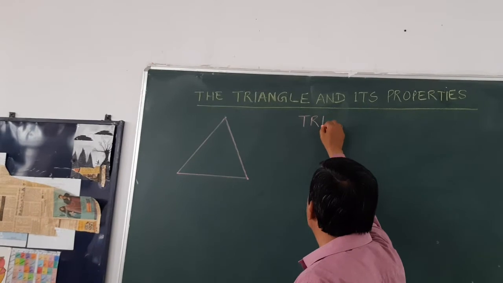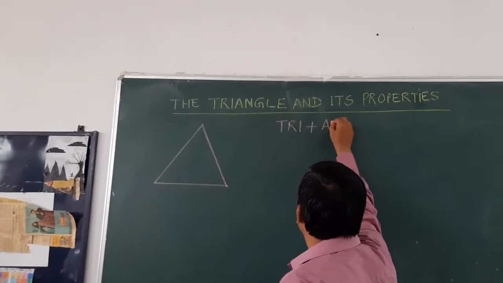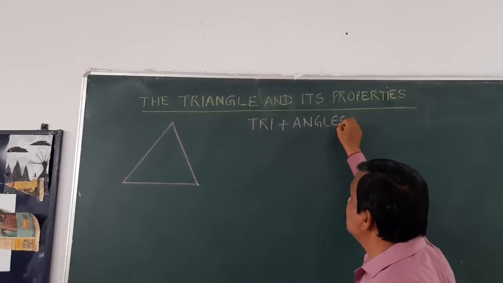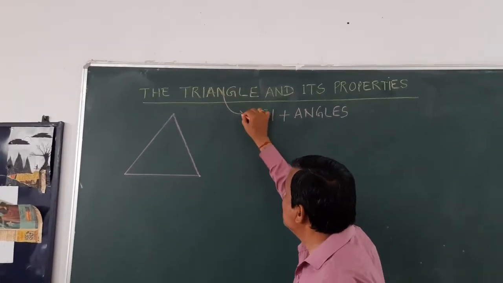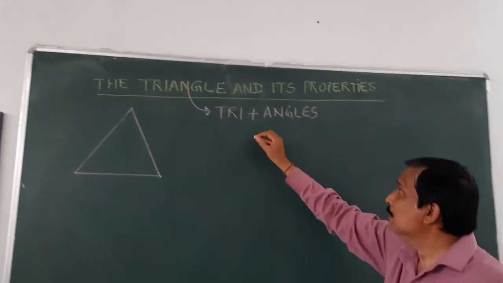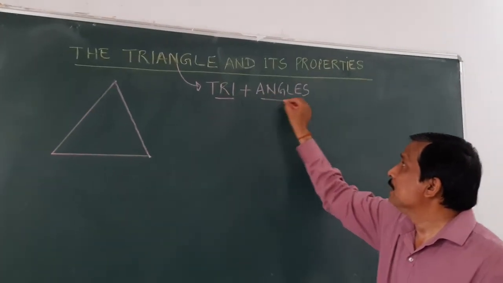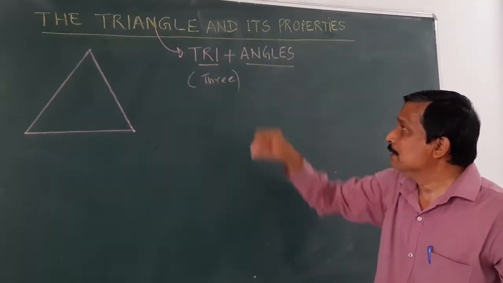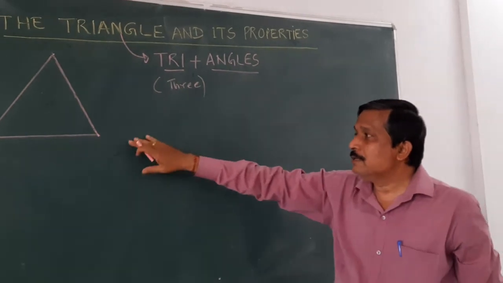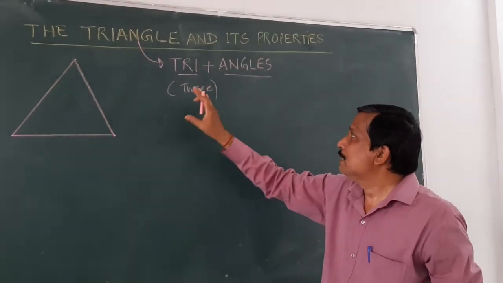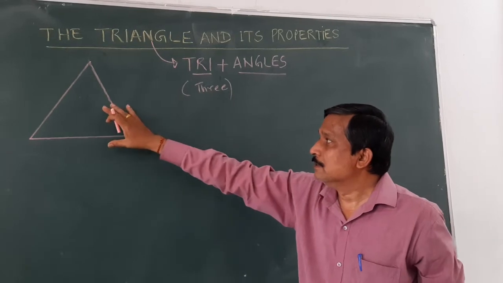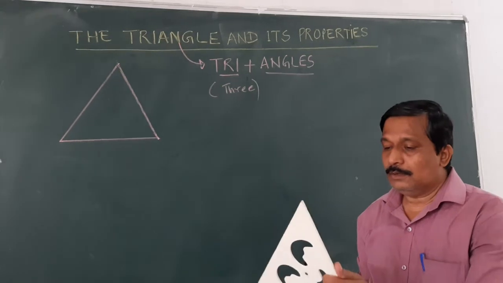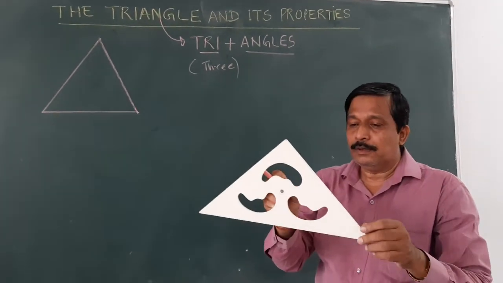tri plus angle. Triangle, this word is the combination of two words, that is tri plus angle. Tri means three. So it defines a figure which has three angles. It is a closed figure having three angles. So this is also a figure of a triangle.